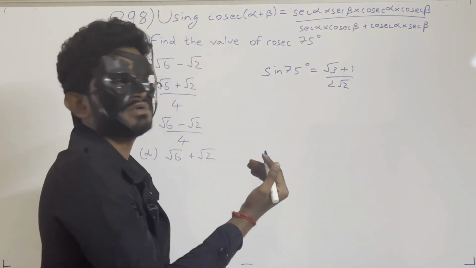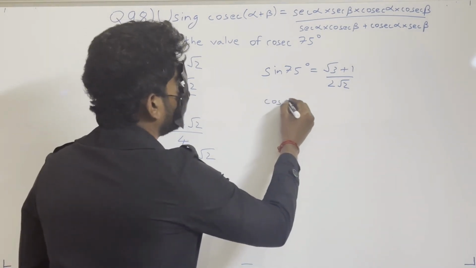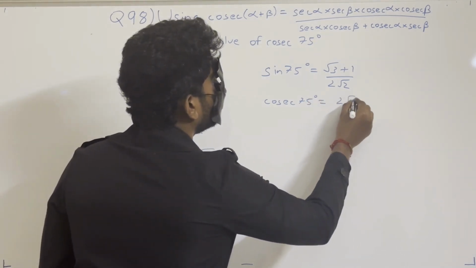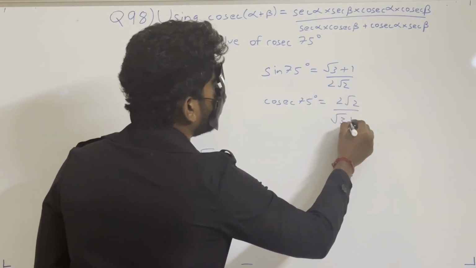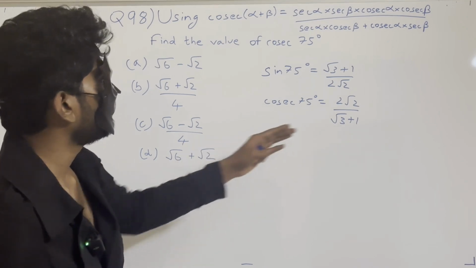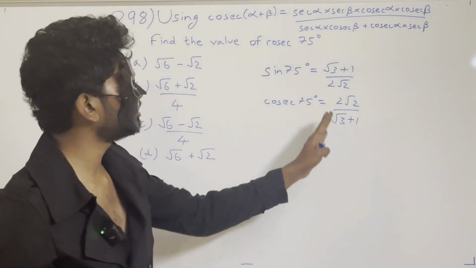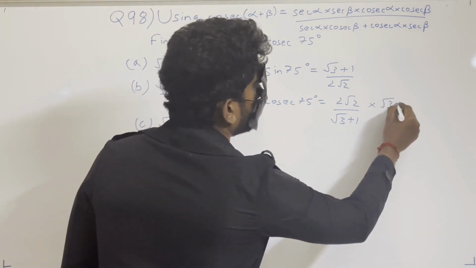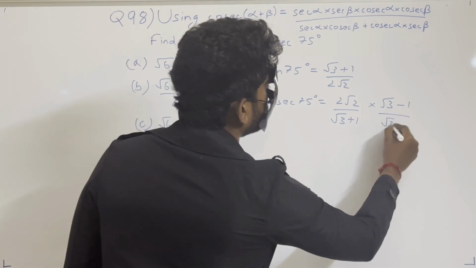Cosec theta is nothing but 1 by sin theta. So cosec 75 will be nothing but 1 by sin 75 degrees, which will be equal to 2 root 2 by (root 3 plus 1). But here in options none of them matches. So what we will do is, we will try to rationalize it. To rationalize it, multiply numerator and denominator by root 3 minus 1. So here we will multiply numerator and denominator by root 3 minus 1.